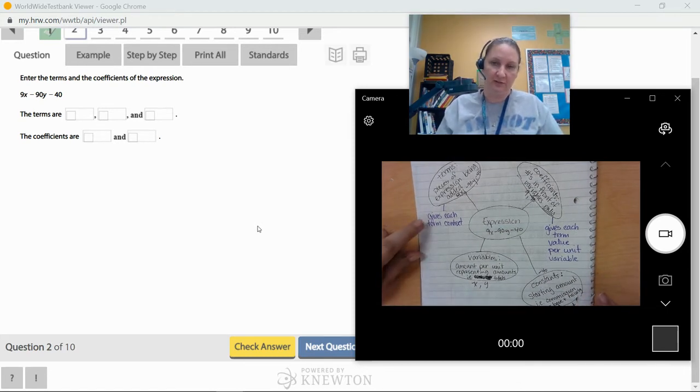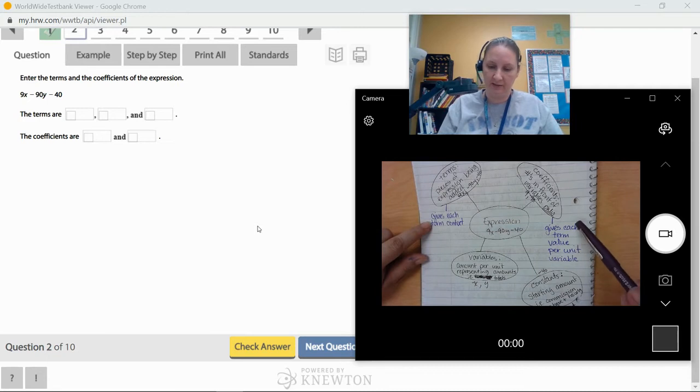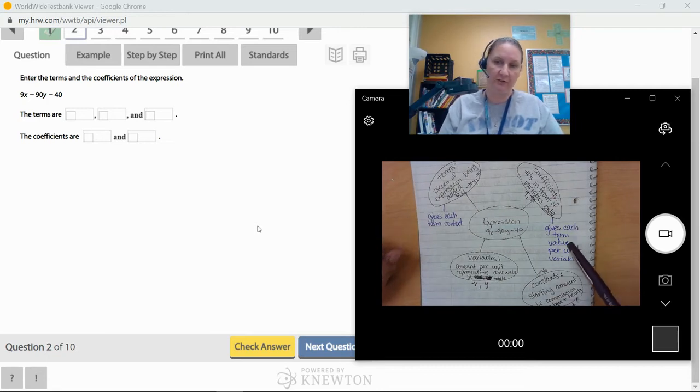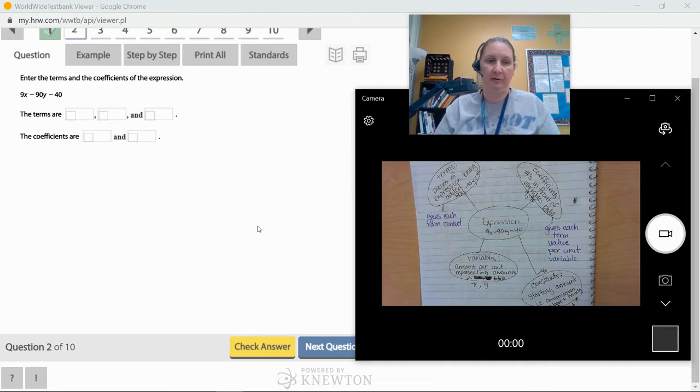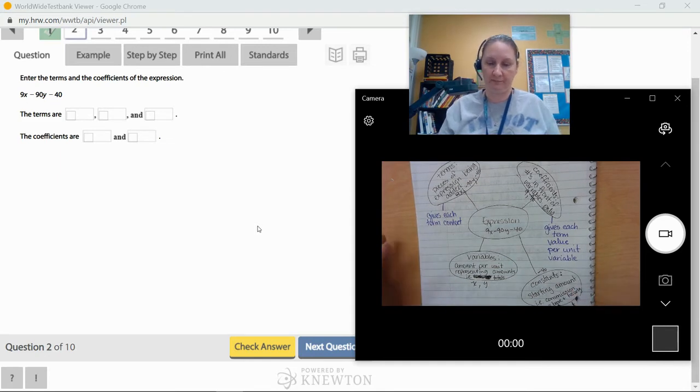The terms also give things in context, and the coefficients will tell you how much per unit variable that would be worth. It's kind of like if you were buying groceries and you were getting apples. Apples would be 0.75 cents per pound. Pound is going to be your variable, P, and 0.75 would be your coefficient, which is how much it costs per item.